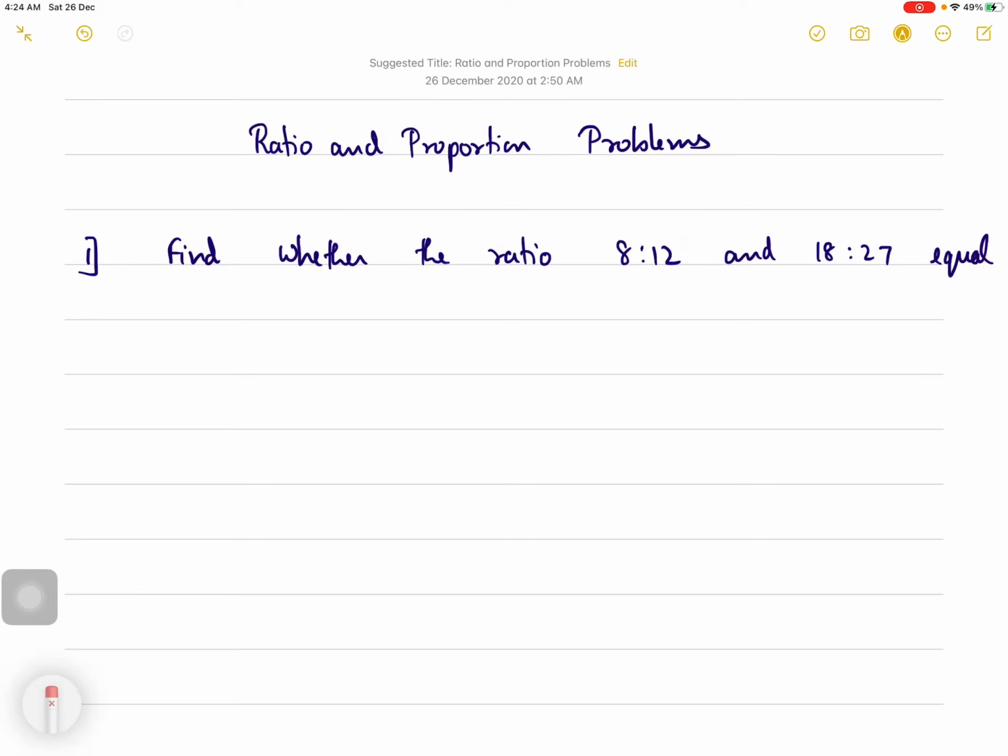Hello students, let's solve a few problems on ratio and proportion. Find whether the ratio 8 is to 12 and 18 is to 27 are equal. So let's find.